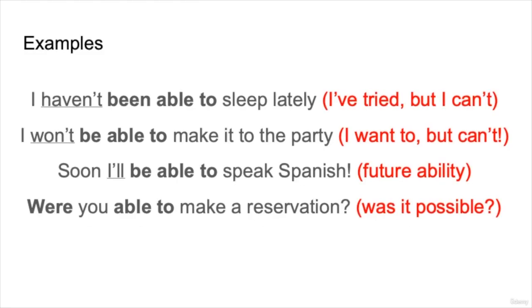And let's look at some context. The first one, I haven't been able to sleep lately, means I've tried, but I can't. So I tried to sleep, but I was unable to. The second, I won't be able to make it to the party. Again, this is desiring to. I want to make it to the party, but I tried and I won't be able to. So I can't make it, and the party is in the future.